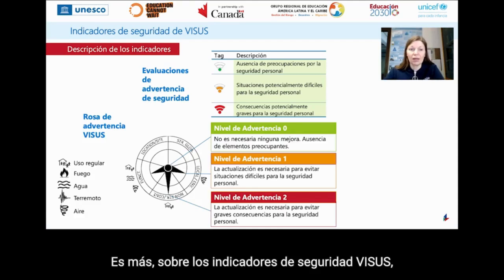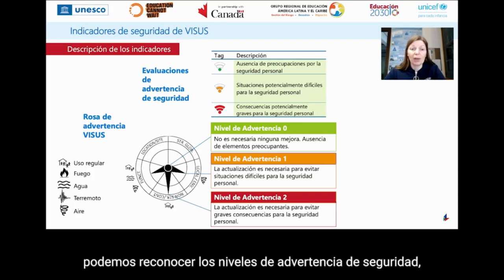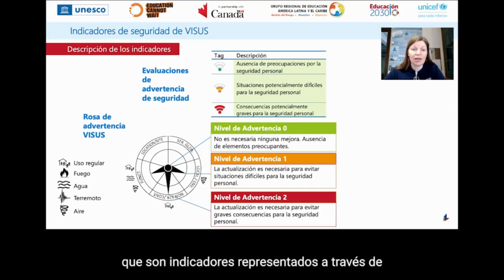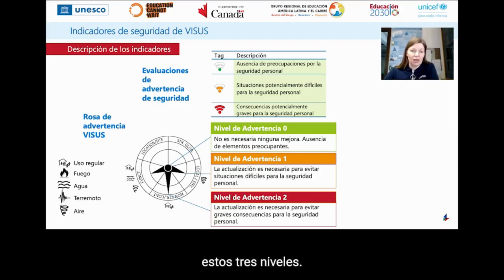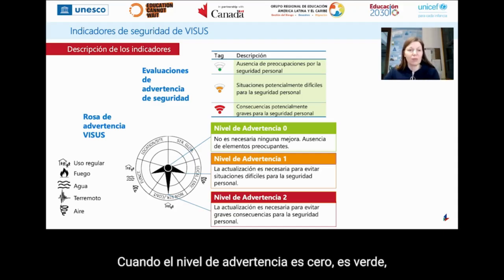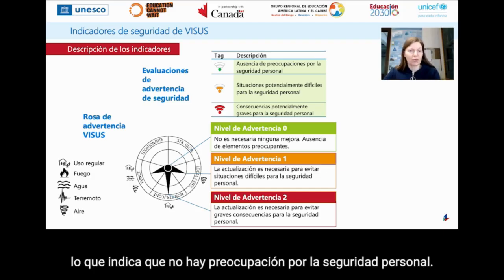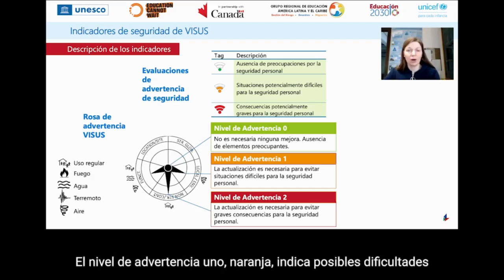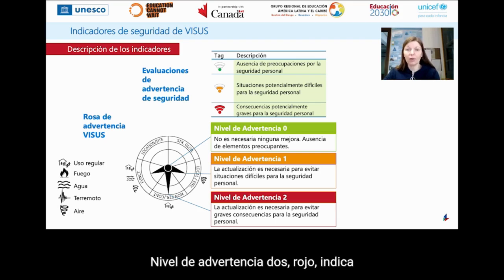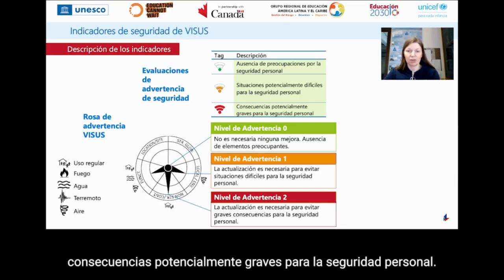In detail, concerning the VISUS safety indicators, we can recognize the safety warning levels, which are represented through three degrees of levels, where warning level 0, green, indicates no concerns for personal safety. Warning level 1, orange, indicates potential difficulties for personal safety. Warning level 2, red, indicates potentially severe consequences for personal safety.